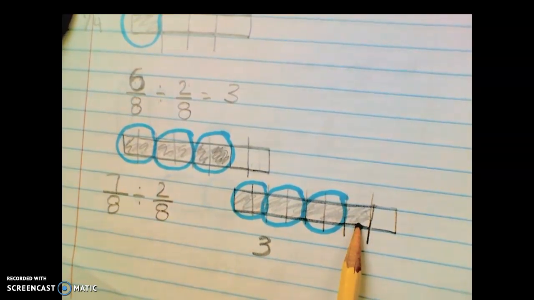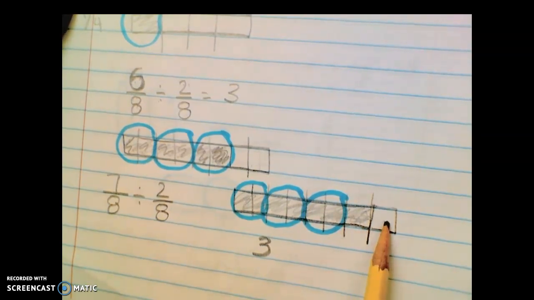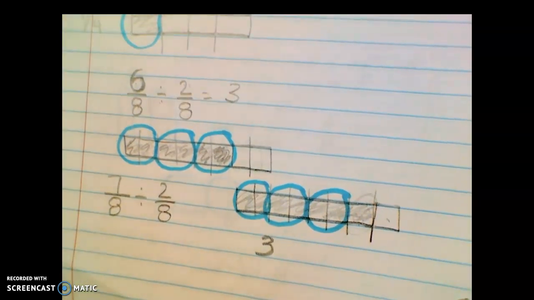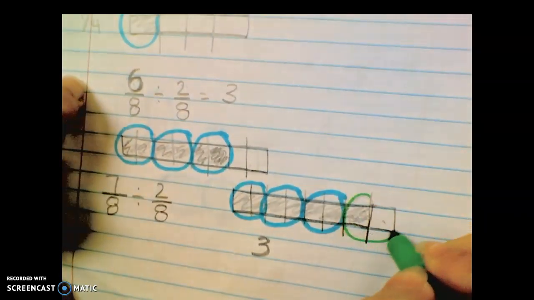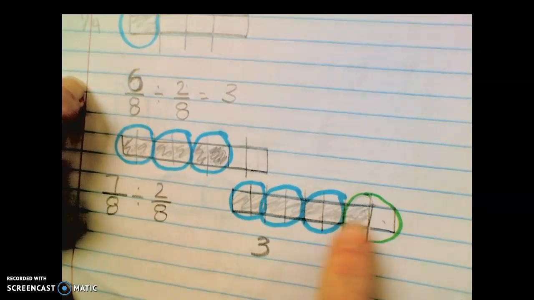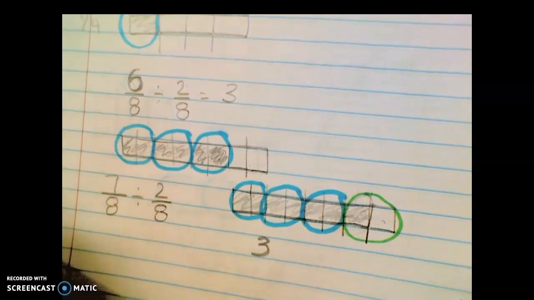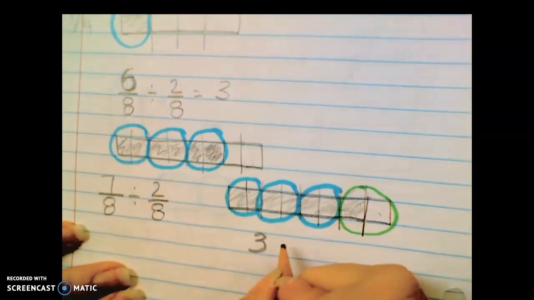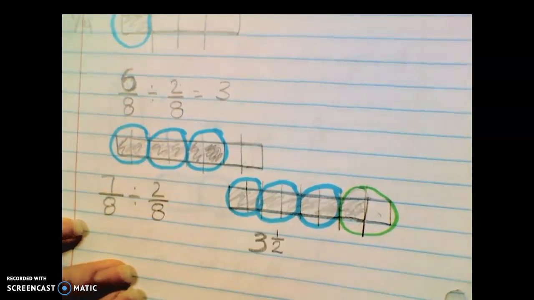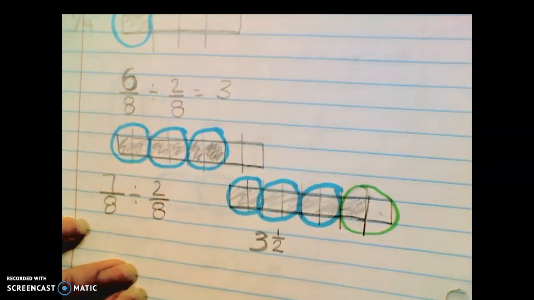Now, the name of this part is what part of the group that I need do I have? So this one I have one part out of the 2 parts that I need to make a 2/8. So do you see how this section right here is half of what I need for another group, because this would be another 2/8, but I don't have 2 pieces. I only have 1 out of the 2 that I need. So the answer here would be 3 1/2. 3 1/2.